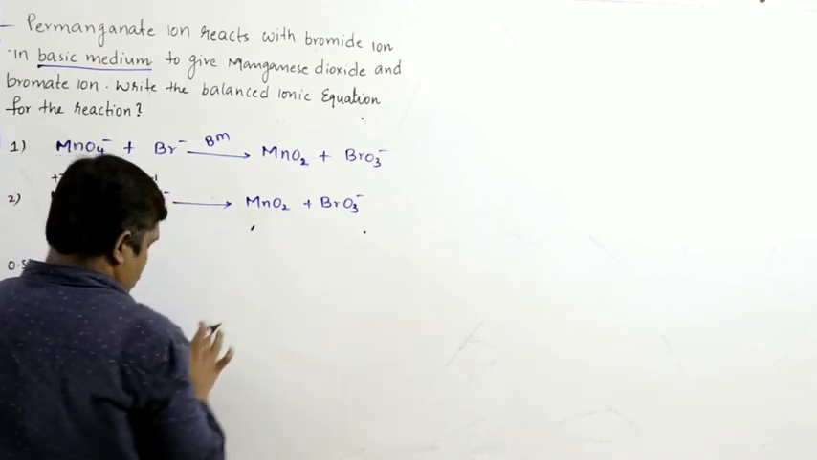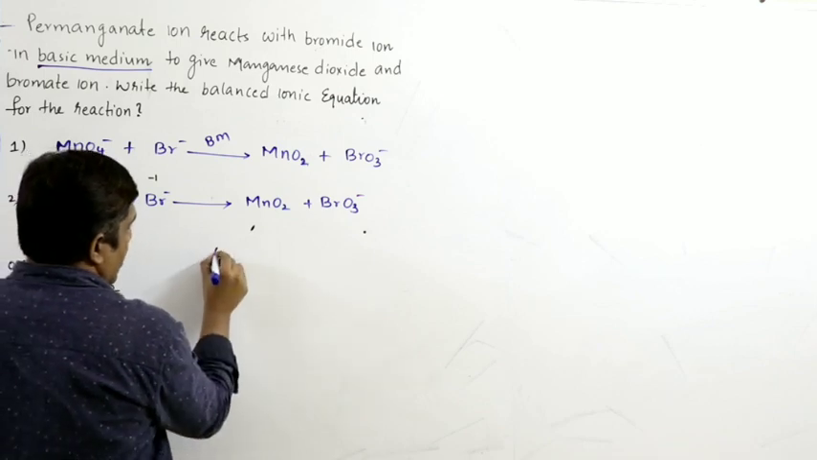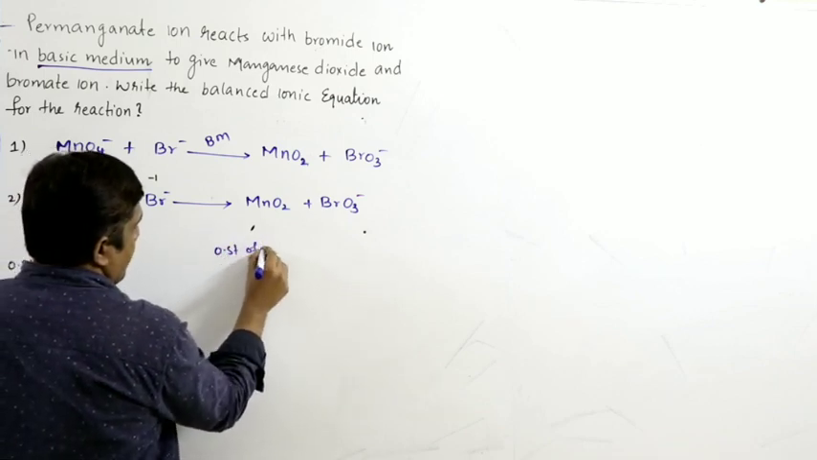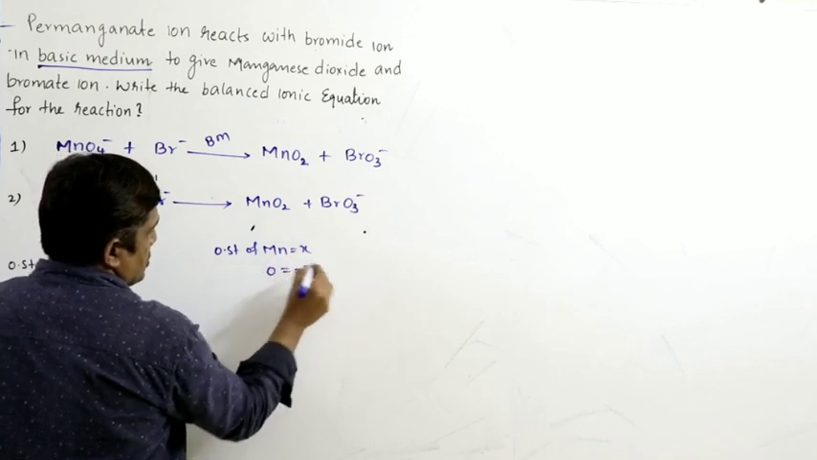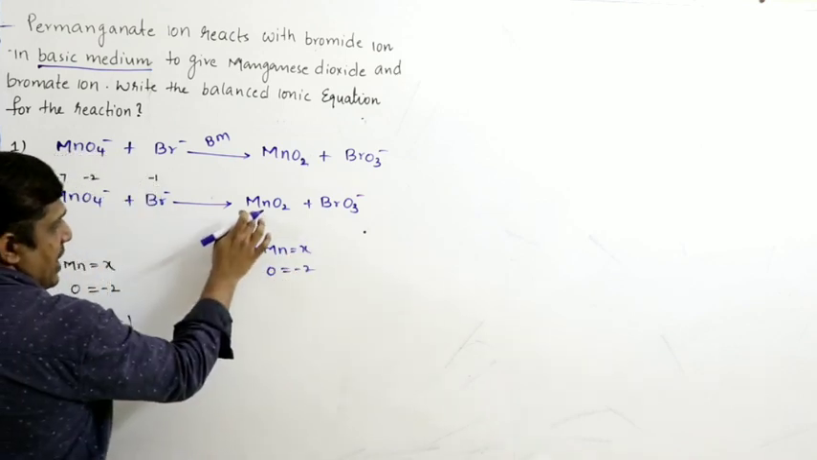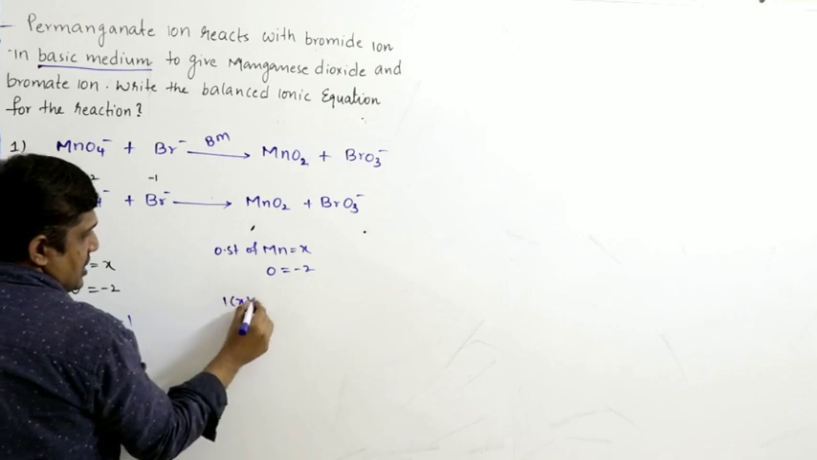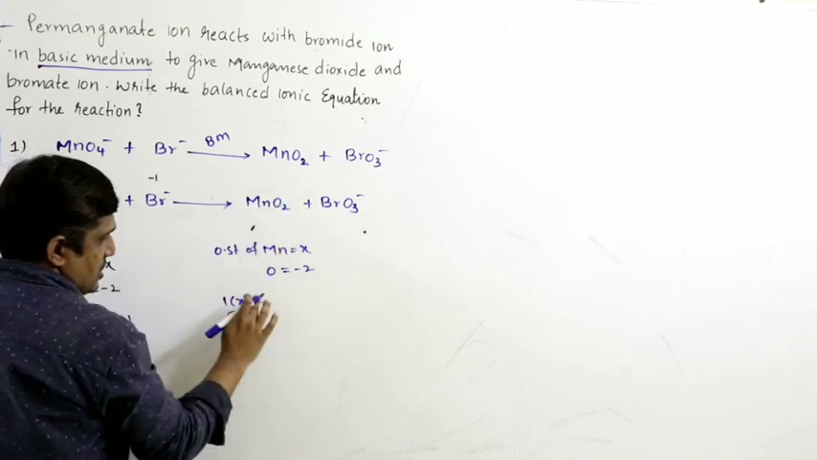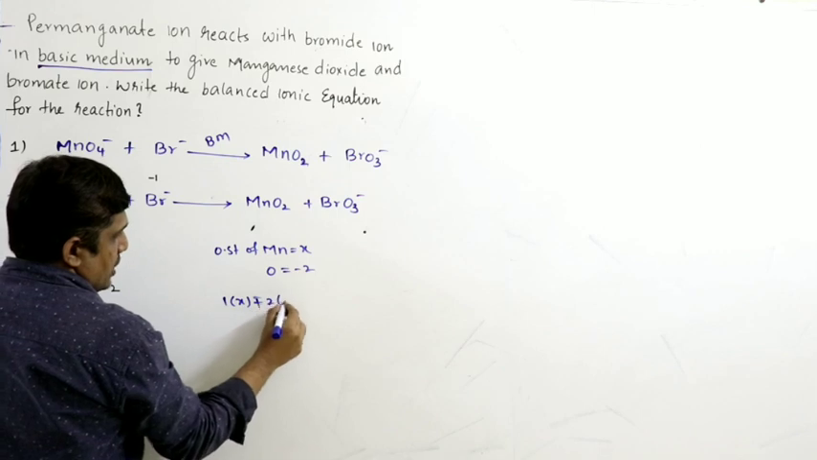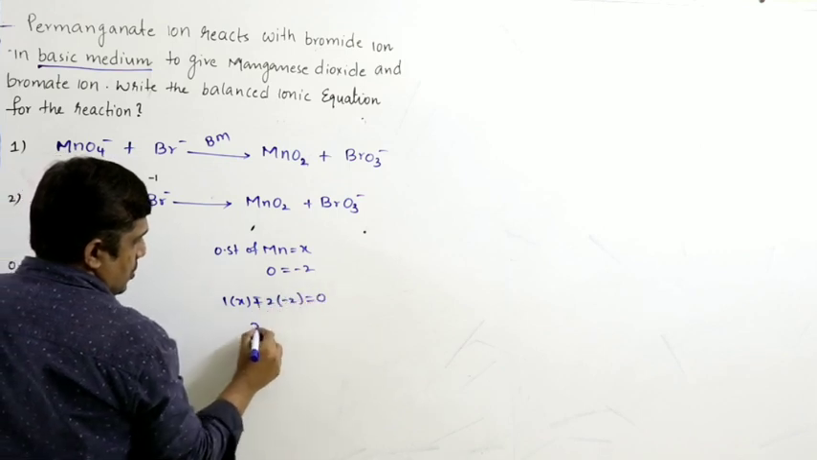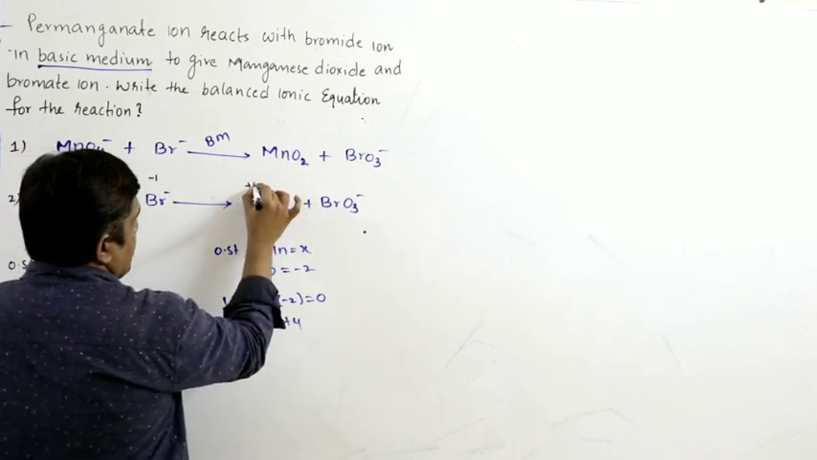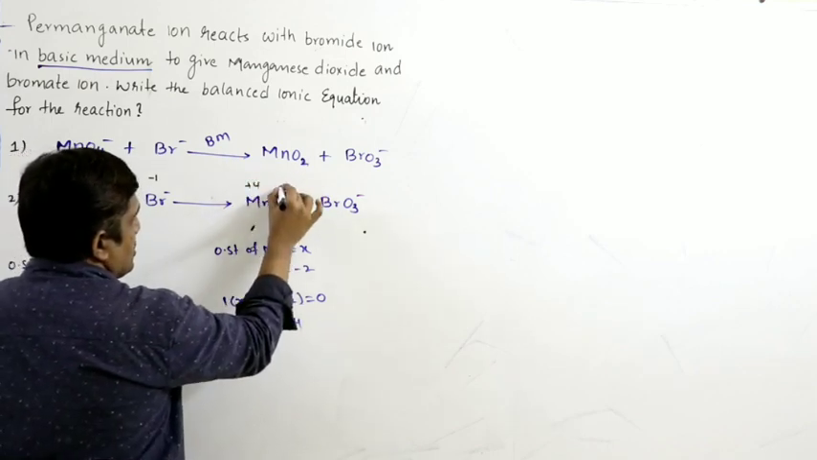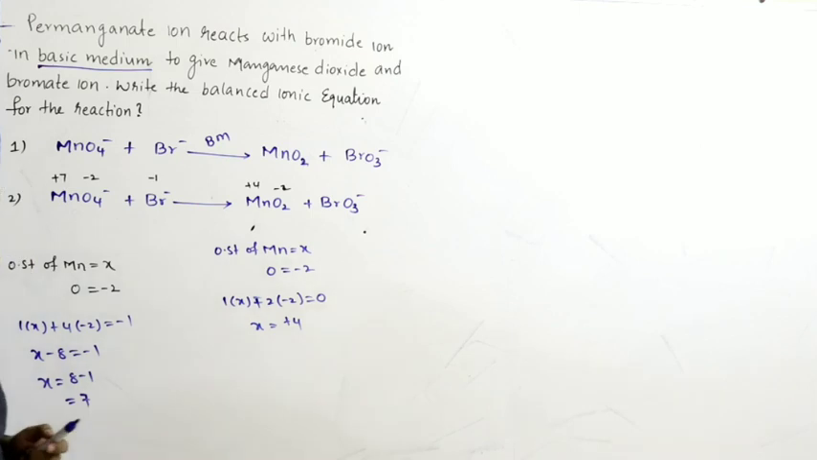Coming to MnO2, if you don't know the same procedure, the oxidation state of manganese, let us assume X. Oxide, therefore oxygen shows minus 2. How many manganese? 1. The sum of the oxidation states must be equal to 0, no charge. 1 into X, 2 into minus 2 equal to 0, X equal to plus 4. So manganese oxidation state is plus 4, oxygen oxidation state is minus 2.